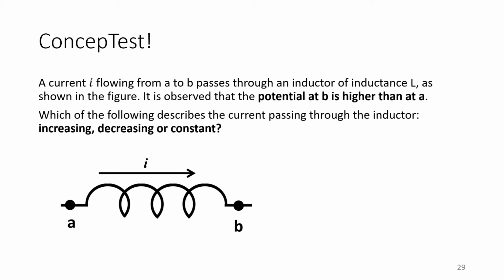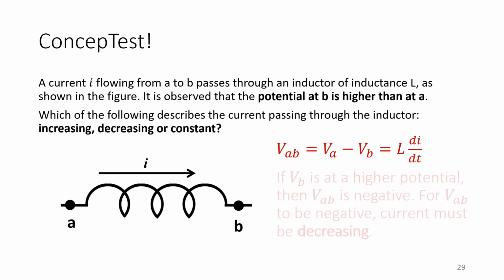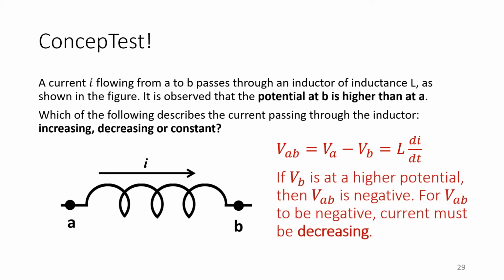To answer the problem, we use the voltage equation for our inductor. If VB is greater than VA, then that means the left-hand side should be negative. From your vast knowledge of equations, this means that the right-hand side should also be negative. As L cannot have a negative value, notice that it's the same case for capacitance C or resistance R, this only means that di over dt should be negative as well. From this, we know that the current should be decreasing.